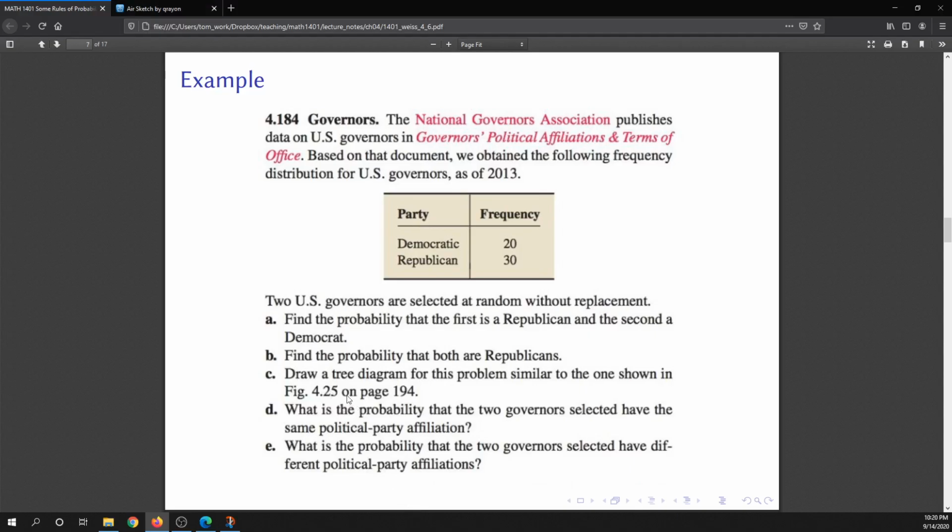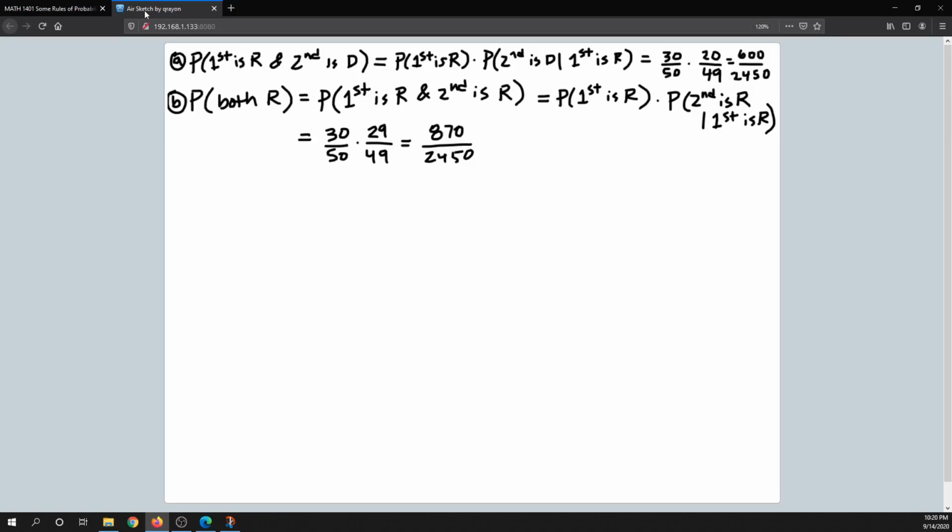All right, in part C, they want us to draw a tree diagram for this problem similar to the one shown in our book here. So how I would start off is that I show the possibilities for the first pick. I pick one of the governors. On the first pick, they're either Democrat or Republican.